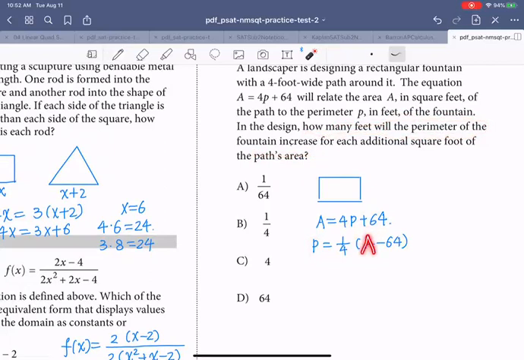For each additional 1 that A increases, P will increase by 1/4. That's why you choose B. Does this make sense for you?